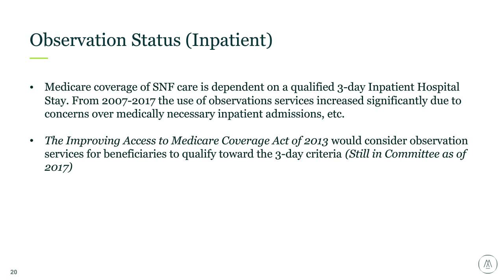The family will come and visit them. They're in a bed. They're being served meals. The nurses are checking on them. There are Holter monitors connected. So if you didn't know any better, you would think that they were an inpatient in a hospital. They're there for 3 or 4 days, and then they're discharged to a skilled nursing facility. Come to find out that they were actually in observation status the whole time, and then the Medicare beneficiary gets a bill for $25,000.